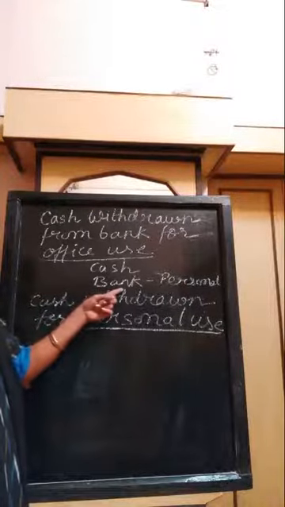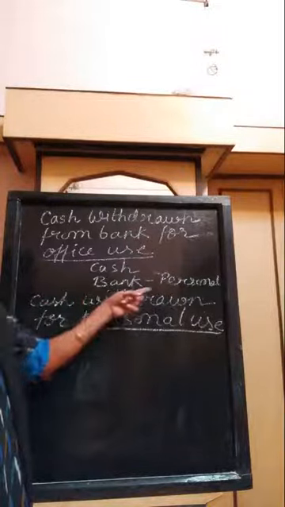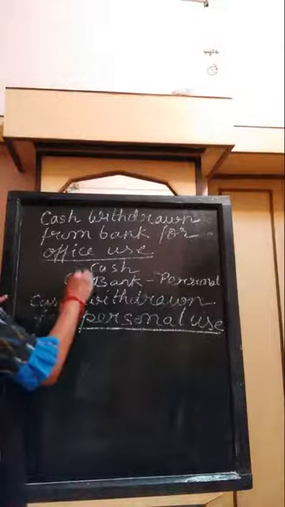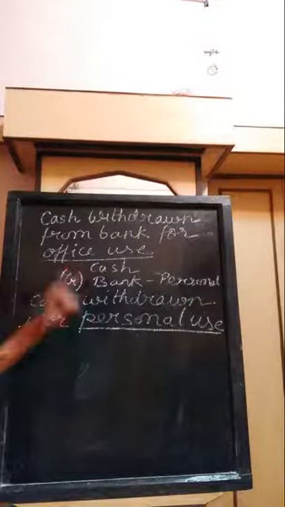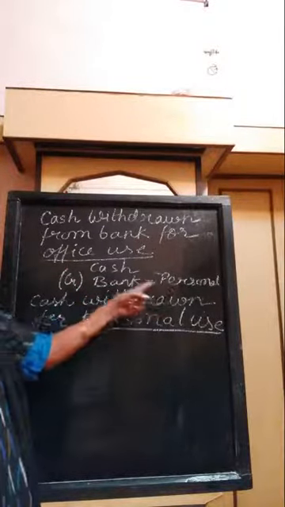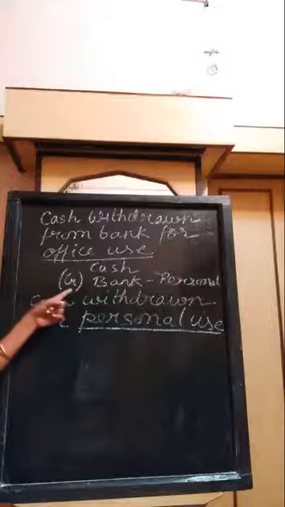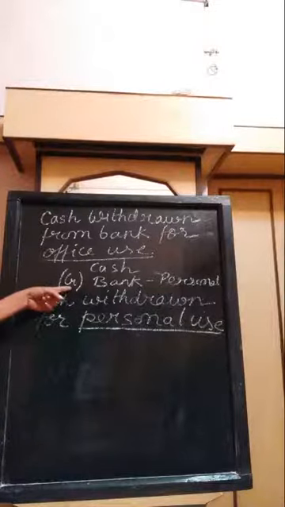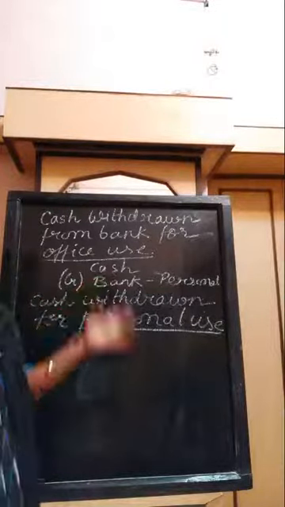So debit the receiver, credit the giver. Here bank is giving the money. That's why bank will be credited according to the golden rule of personal account. Bank is giving out money, so the asset is decreasing. Credit the giver. That's why bank is credit. Whereas cash in hand is increasing.